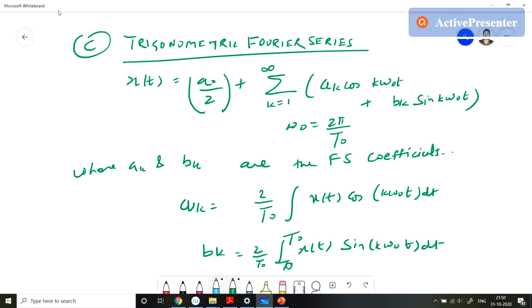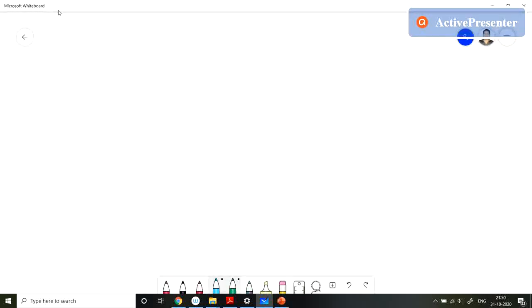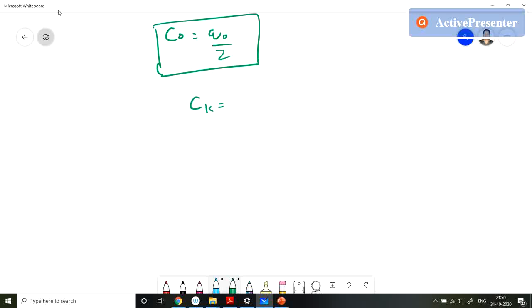The relation between ak and bk with ck is that c0 = a0 divided by 2. This is the first relation. We can prove that. So ck = 1/T0 times the integral of x(t) e raised to the power minus j 2 pi f0 k t dt.